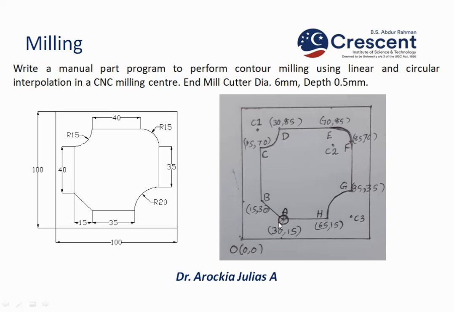Now the first point is taken as A. The cutter will start from A, which is at 30, 15. Okay, in the diagram it is given as 15 plus 35. If you look at the bottom in the given question, there is a 15 in the x-axis, then 35, then the R20. R20 means it will be radius 20. So 20 plus 35 plus 15 will be 70. The remaining 30 is there.